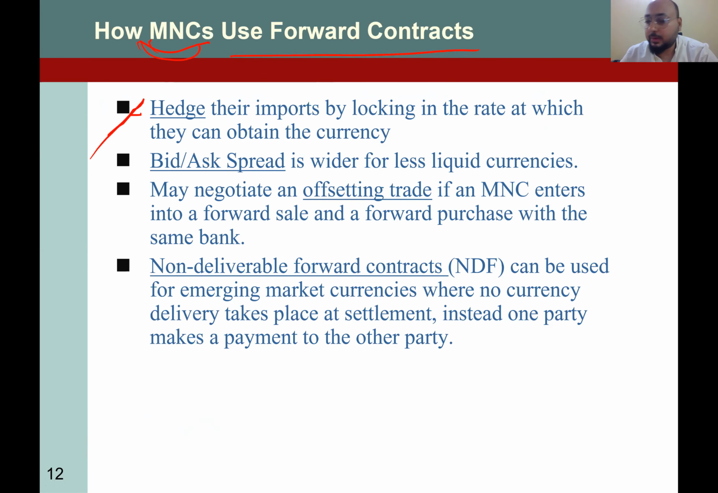So for hedging purposes, I spent a lot of time explaining the hedging concept, right? So MNCs, forward contracts can also be used for bid-ask spread, because bid-ask spread is wider for less liquid currencies. Those currencies that are not traded frequently on foreign exchange, and you have a payment over there, and you don't know whether, because these currencies are highly risky, their spread is also going to be higher.